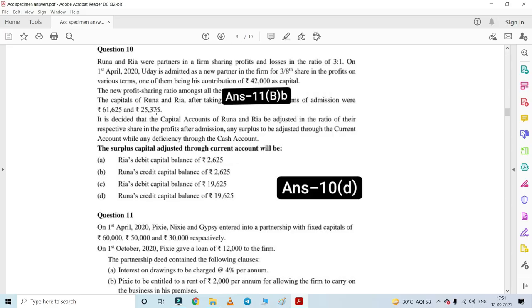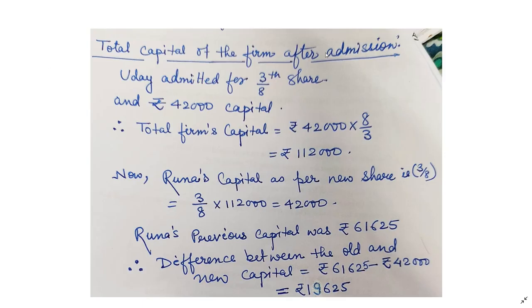Here what we are noticing, we need to find out the total capital of the new firm after the admission of Uday. As Uday is being admitted for 3/8 share for 42,000 of capital, the new firm's capital would be based on his capital. His share of capital is 42,000 and his share of profit is 3 by 8. So the reciprocal of 3 by 8 is 8 by 3. So 42,000 into 8 by 3 is the total capital of the firm, which is 1,12,000. This is the new firm's capital.